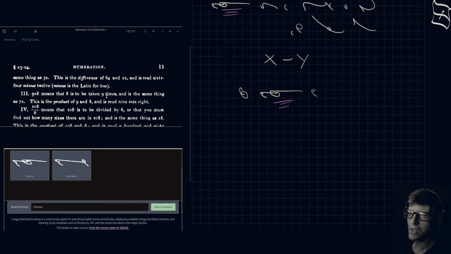All right, so here's our next one, which is number 3. Here's our third consideration. Each of these would have to fit on the cards, so we have to make them nice and easy and short. So here's our next fleeting note. 9 times 8 means that 8 is to be taken 9 times and is the same thing as 72. This is the product of 9 and 8 and is read 9 into 8. Now that's an interesting way of saying it. 9 into 8. Okay? So let's take a look at that.